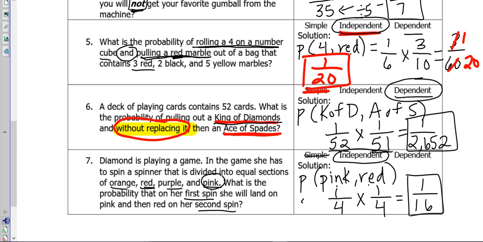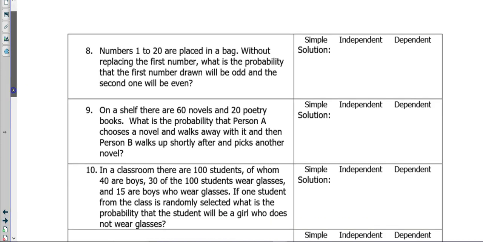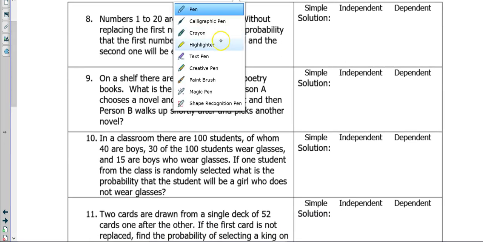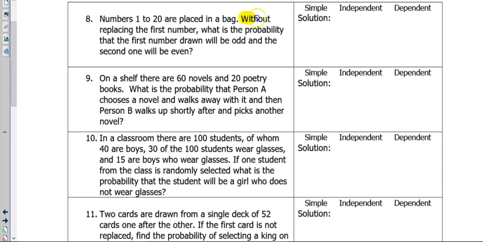All right, let's keep going. Number 8. So now we have numbers 1 to 20 placed in a bag without replacing. So ladies, this is key: it's without replacing the first number. So what that means is this is going to be a dependent event, because when we take one number out, what we have available to us changes, and that's going to impact our second event.